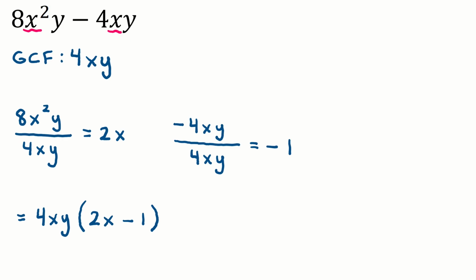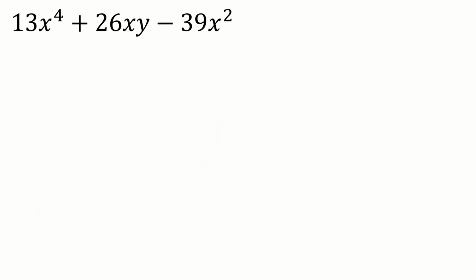Let's look at another example of this. So in this example, we have three terms, 13x to the power of 4, 26xy, and negative 39x squared. So again, consider what your greatest common factor is. If we look at the numbers 13, 26, and 39, they are all divisible by 13. So that is going to be part of your greatest common factor.